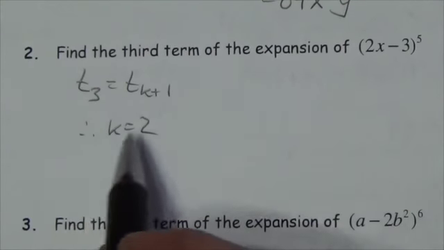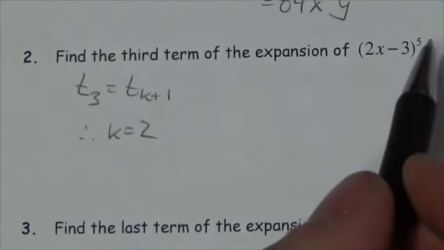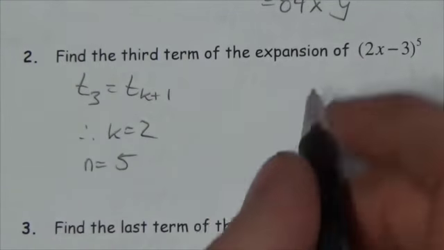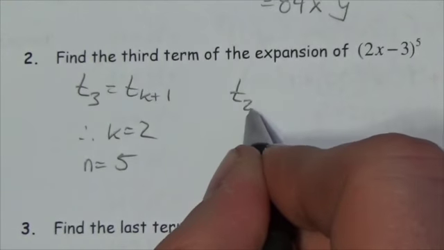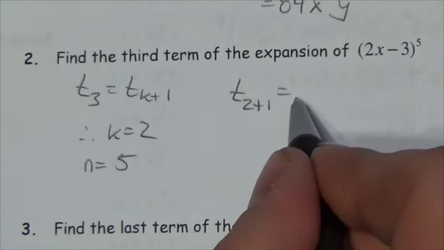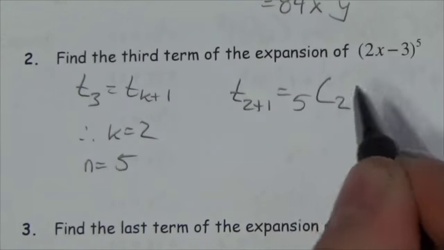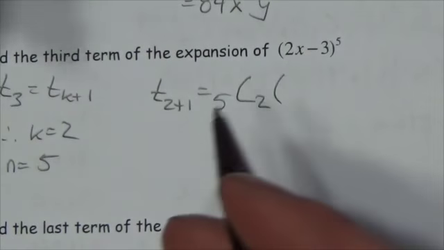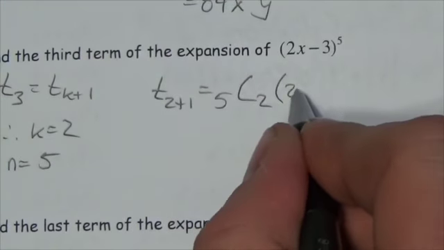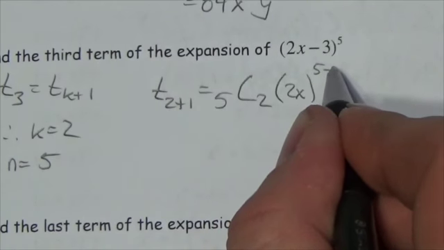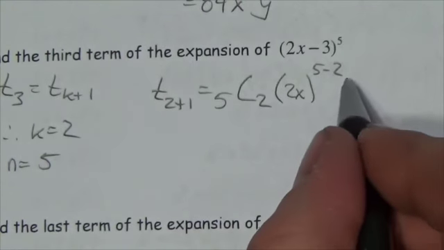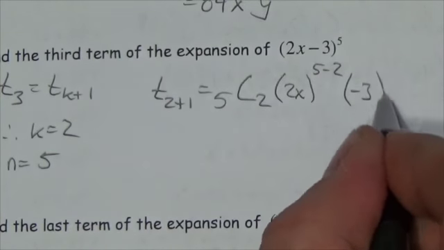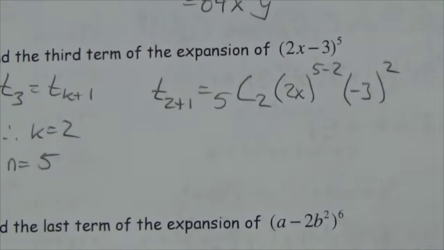Now, I know that k is 2, which is excellent because now everything falls into place here. I can also see that my n is going to be 5. So now, t sub 2 plus 1, my third term, is going to be 5 choose k, 5 choose 2. Now in this case, the first term here, x, is a little bit more complicated. It's not just x, it's 2x. So this will be 2x to the n minus k, 5 minus 2. And then instead of a y there, it's now negative 3. So it'll be negative 3 to the k, which in this case is 2.